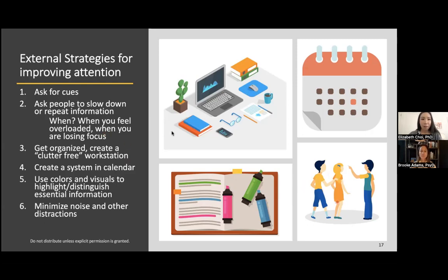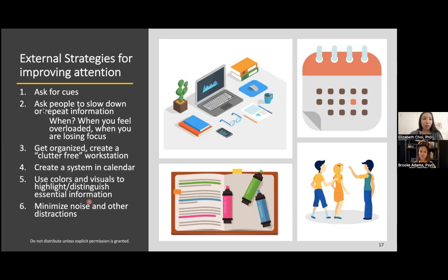Number 2, ask people to slow down or repeat information when you're feeling overloaded. When working with clients, we're aware that it may be uncomfortable sometimes to ask for repetition. One good way we suggest is to paraphrase what we heard and ask for confirmation. For example, I'm understanding that you meant A, B, C. Is that correct? Or another way could be, I remember you mentioned X, Y, Z, just wanting to check in and be sure, let me see if I got this right.